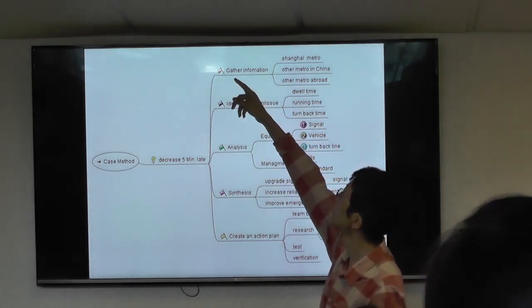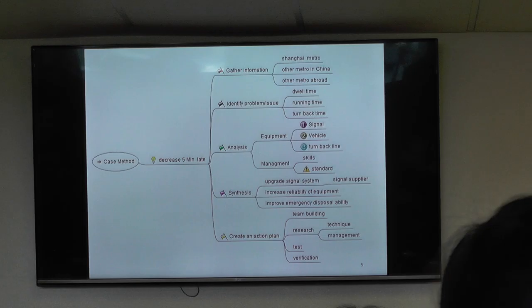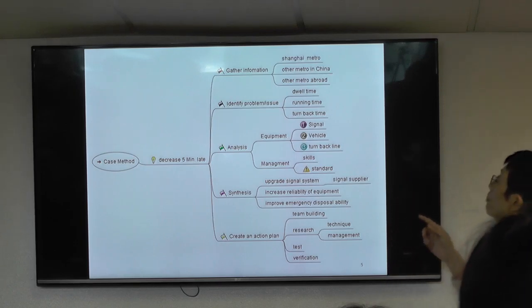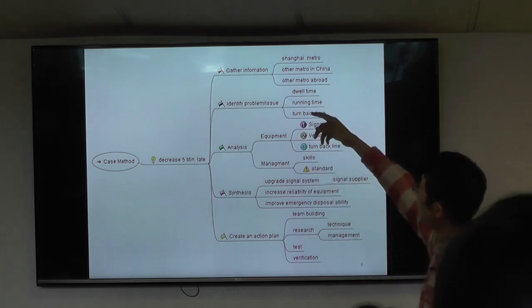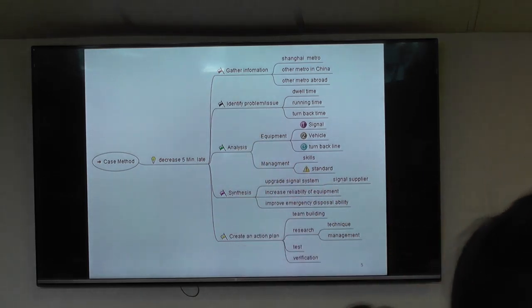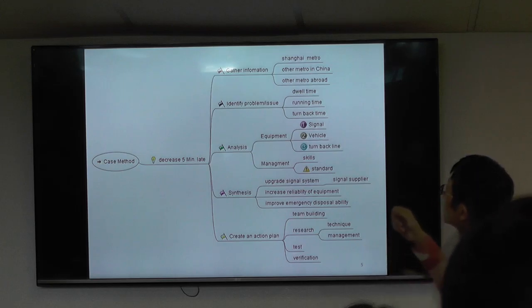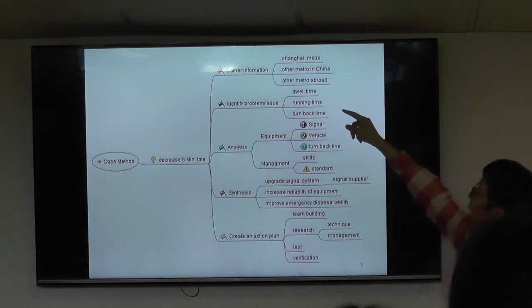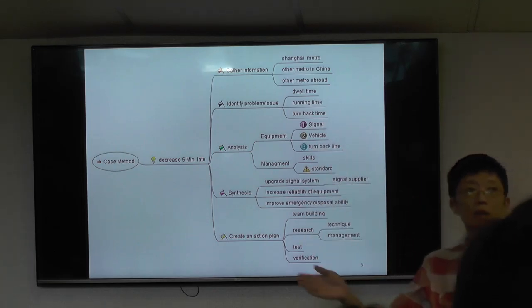The first step, we must gather the information. For example, the information of Shanghai Metro Line 1, 2, 3, 4, and other metros in China such as Beijing, Guangzhou, Shenzhen, and other metros abroad such as San Francisco, New York, and so on. The second step is to identify problems and issues. We find if we want to decrease the 5 minutes lateness, we must focus on the waiting time and the vehicle running time and the vehicle turnback time.